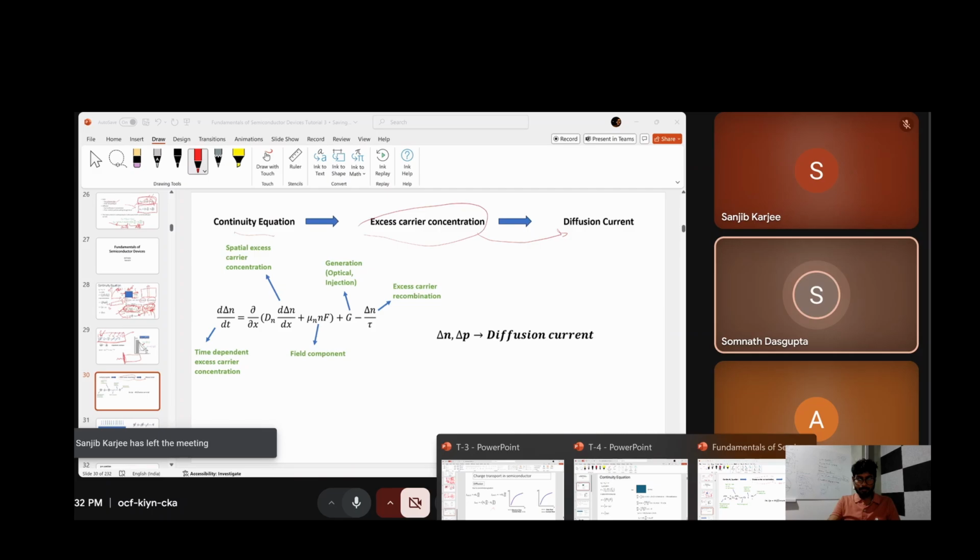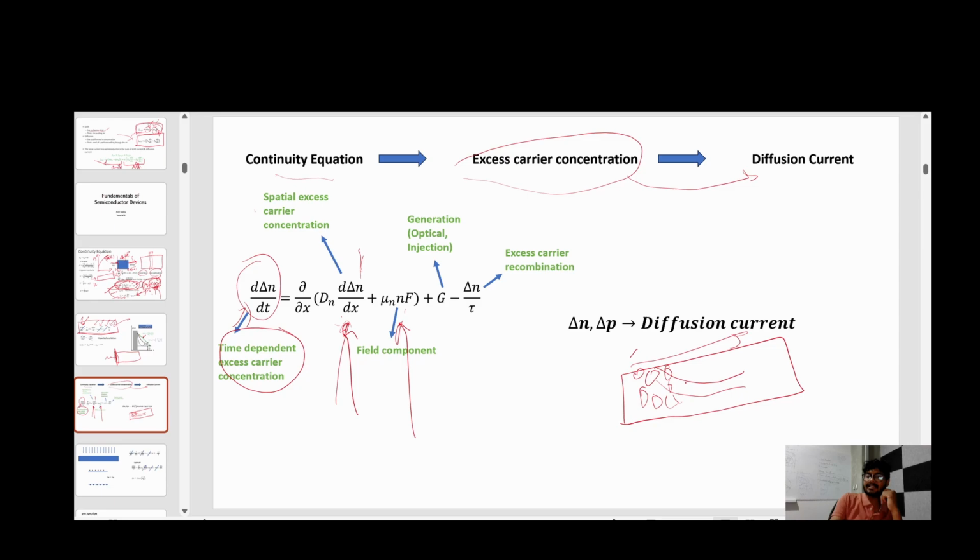And this is the field. If you have applied the field, how the carriers are moving with the application of the field, it is given by this. And this is the generation inside a semiconductor, and this is the excess carrier recombination in the semiconductor. These both are for the whole semiconductor.